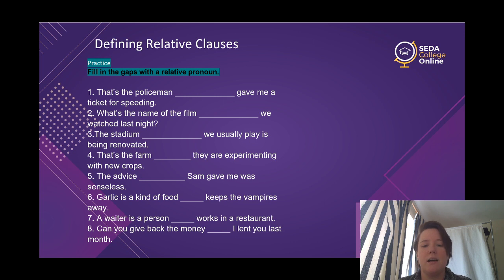Number 5: The advice Sam gave me was senseless. Senseless just means it was no good. Okay, it was no good.